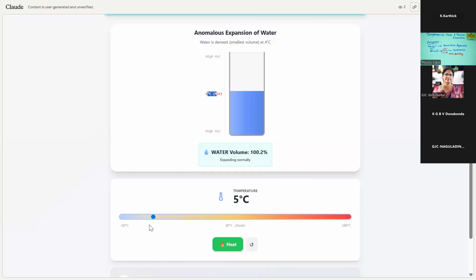Now keep sliding it, paying close attention as you approach 4 degrees Celsius. Here, the scale ruler marks a volume at this point with a dashed line. You can see that. At 4 degrees Celsius, water has its maximum density and its minimum volume. It is as small as it gets. Now keep cooling from 4 degrees Celsius to 0 degrees Celsius and into the negative temperatures.